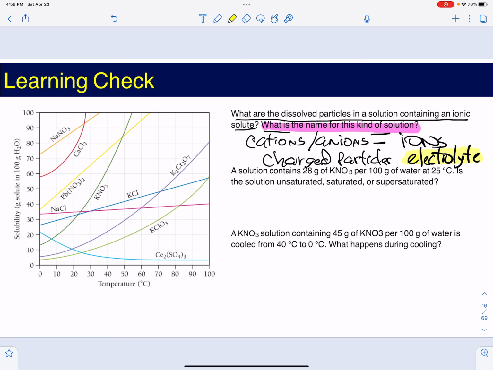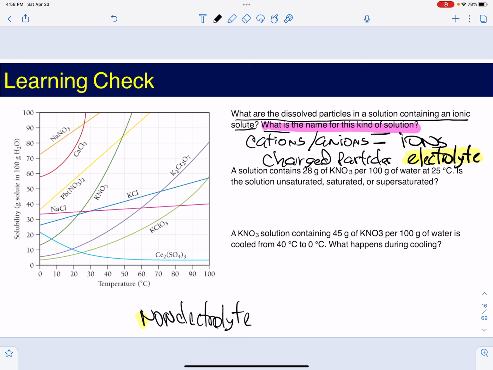So if a solution is not an electrolyte, we're going to call it a non-electrolyte. For example, sugar is made out of carbon, oxygen, and hydrogen. It doesn't contain any metals, so it's not an ionic compound. But sugar dissolves in water because a molecule of sugar separates from another molecule of sugar, but they do not create ions in the process. So that would be a solution that is a non-electrolyte.